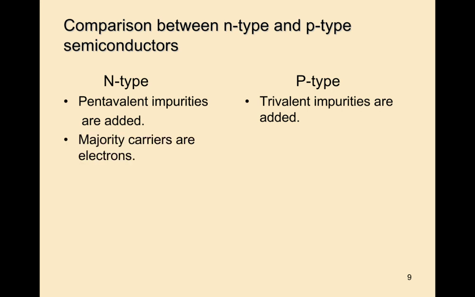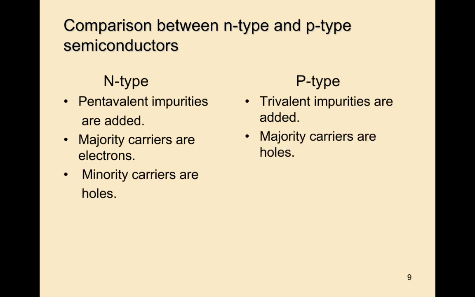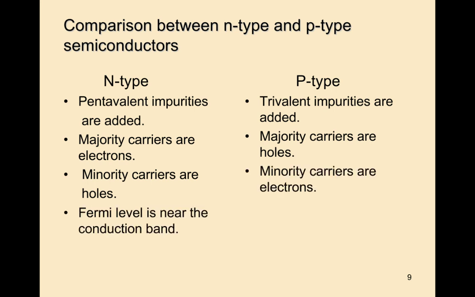In n-type, majority charge carriers are electrons. In p-type, majority charge carriers are holes. In n-type, minority charge carriers are holes. In p-type, minority charge carriers are electrons. In n-type, the Fermi level is near the conduction band. In p-type, the Fermi level is near the valence band. These are the main differences between n-type and p-type semiconductors.